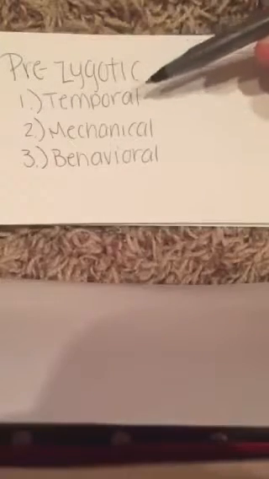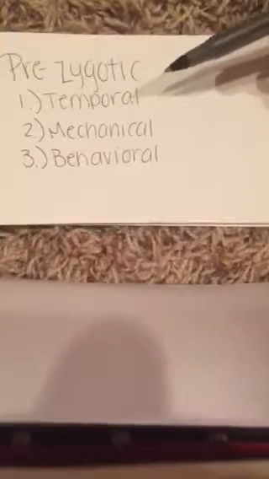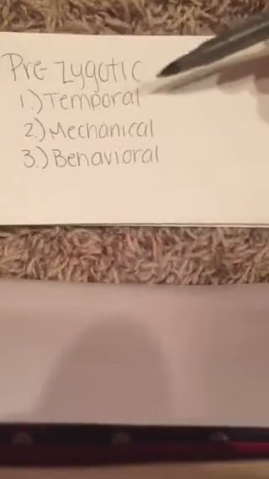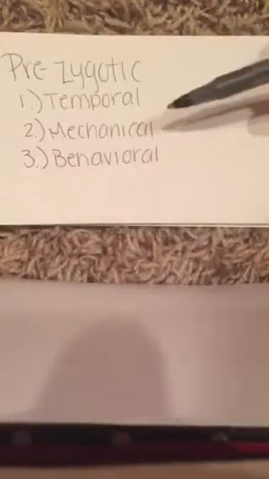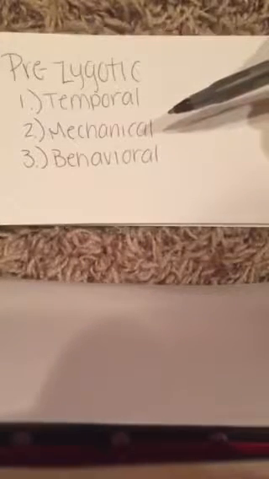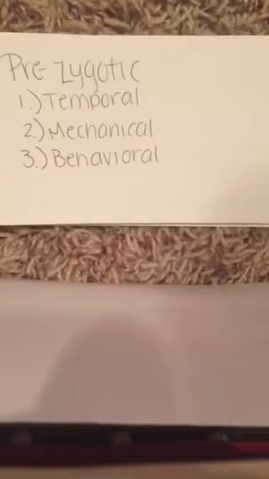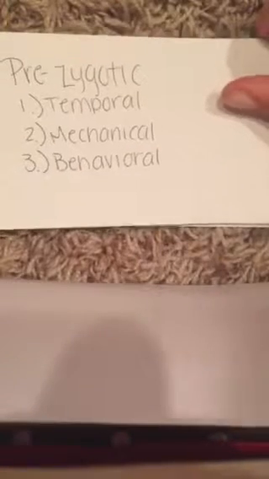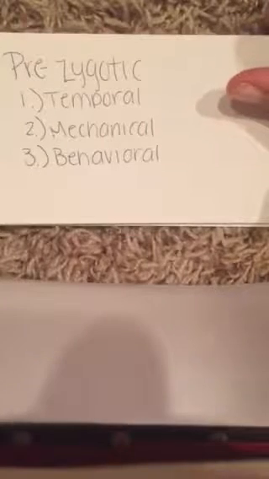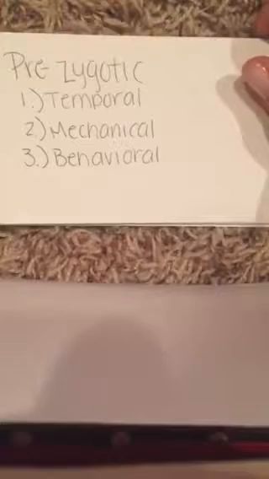The pre-zygotic barriers: first is temporal, which is when the organisms breed at different times of the year, so they can't breed. Second is mechanical, when the sperm can't be transferred to the egg. The last is behavioral, when the behavior is different, so the species don't interbreed. An example would be two species of birds that have different mating calls, so they don't necessarily attract one another, and therefore they don't breed.